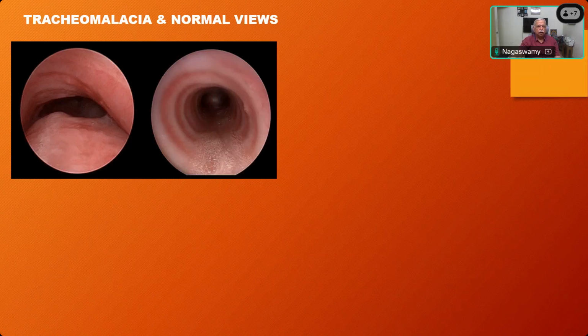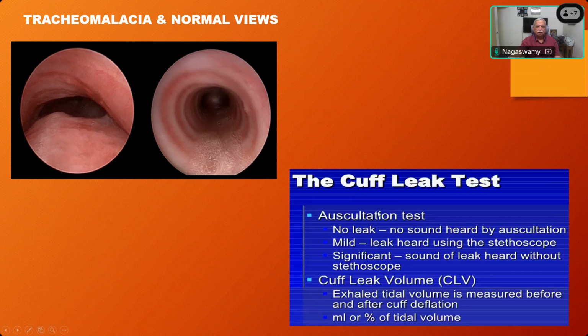Tracheomalacia, normal view through the endoscope. On the left you see the tracheomalacia, and the complete collapse. So after a huge thyroid, if you want to diagnose tracheomalacia even before you extubate, you do the cuff leak test. If you hear no leak on auscultation of the exhaled volume, that means the collapse is there. Even after deflating the cuff, if you don't find the leaky noise, that means there is tracheal collapse. Don't extubate in such cases.